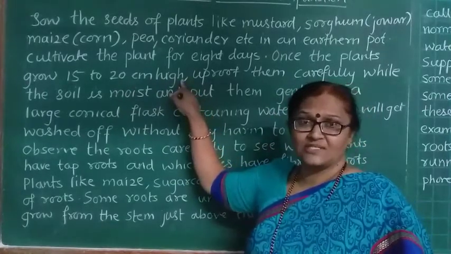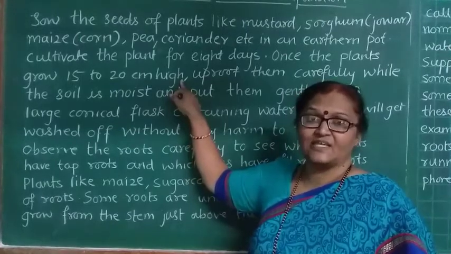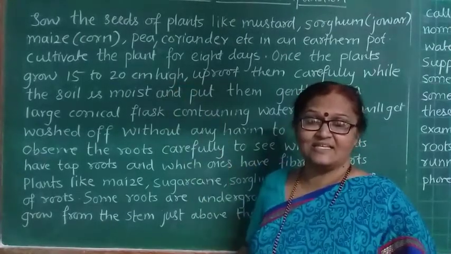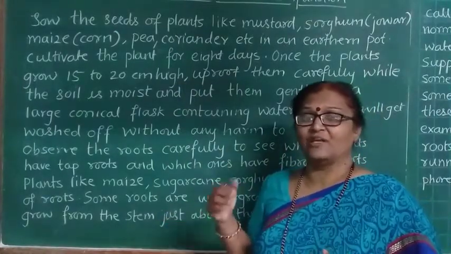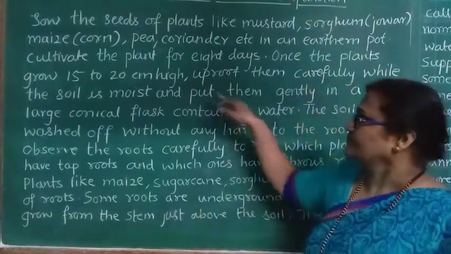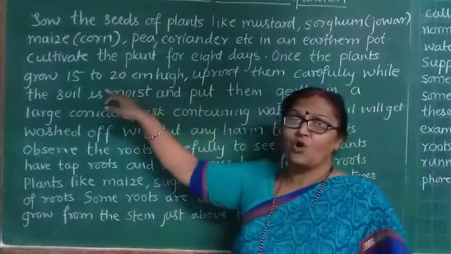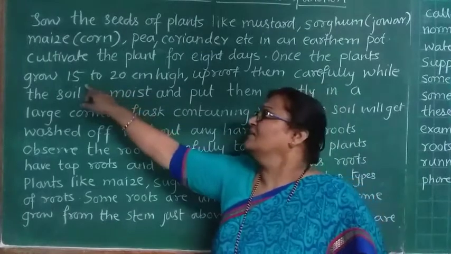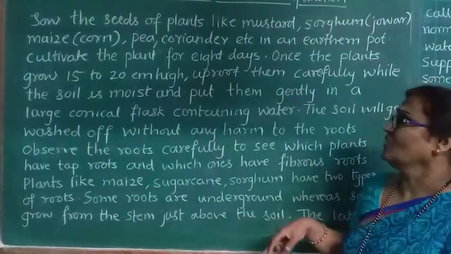Whenever you have sown the seed, after 8 to 10 days, these seeds give the plant that we have seen. It gives us the radicle and plumule that we have seen. Now see, what happens? This plant grows up to how many centimeters? 15 to 20 centimeters high. Then what do you have to do?